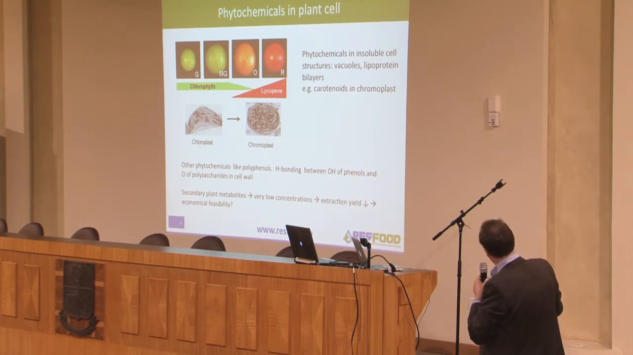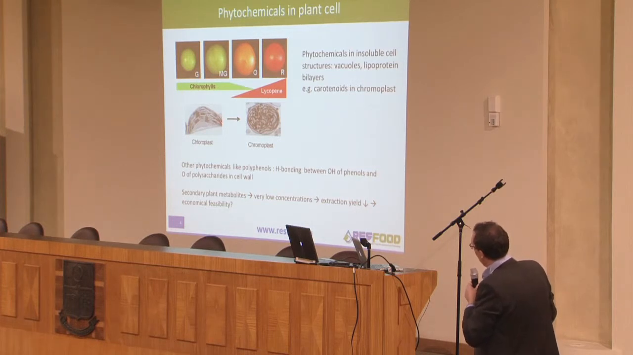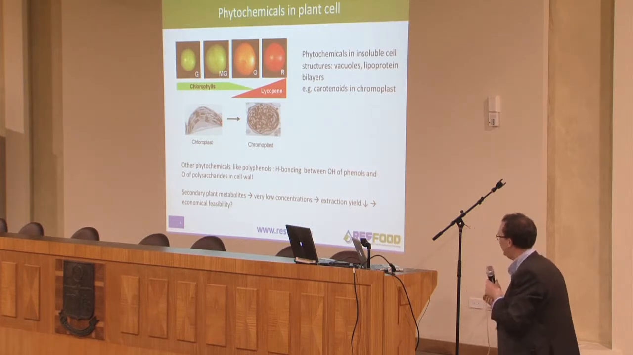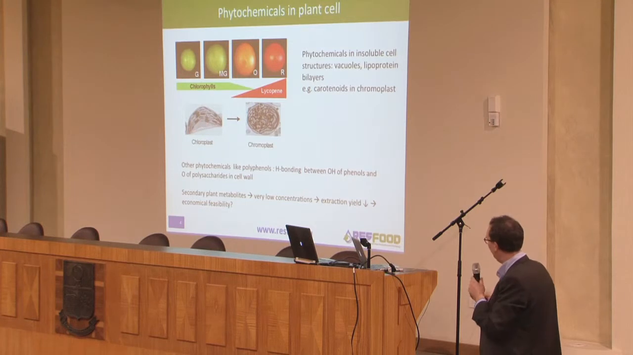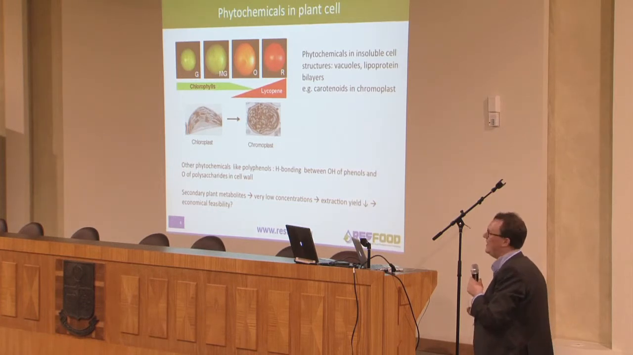They are in insoluble cell structures, like vacuoles or lipoprotein bilayers, for example carotenoids. You have other phytochemicals like polyphenols. They are especially attached to the cell wall, to the fiber product of the cells, due to hydrogen bonding between the hydroxyl groups of the phenols and the oxygen of the sugars.